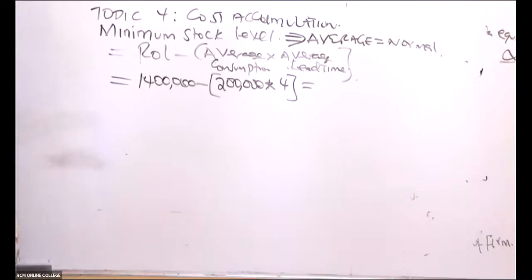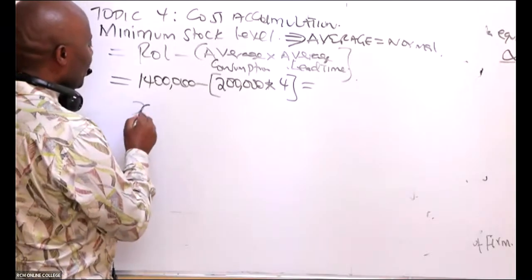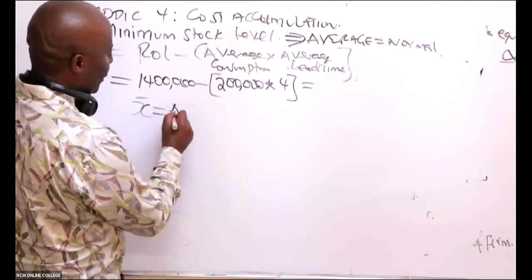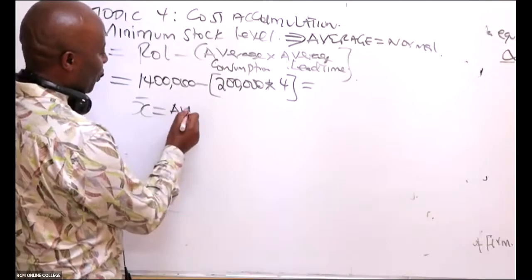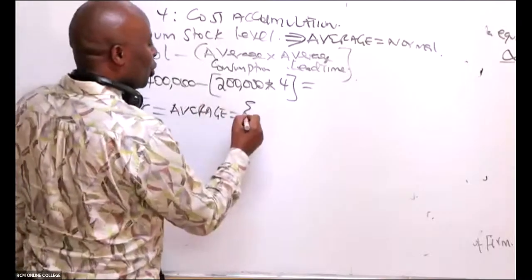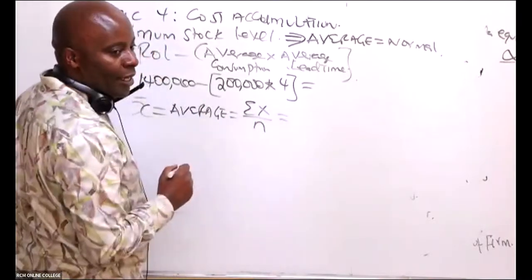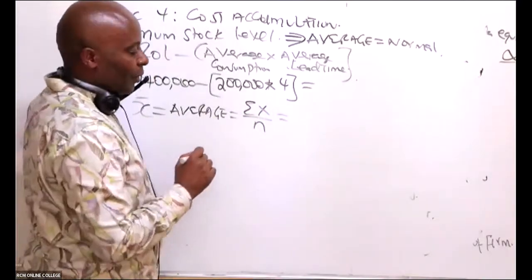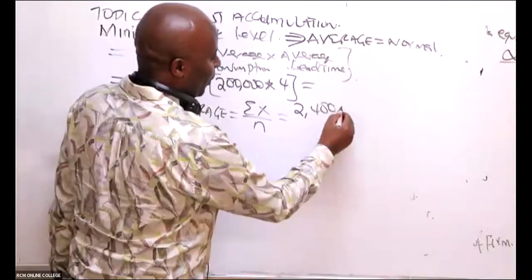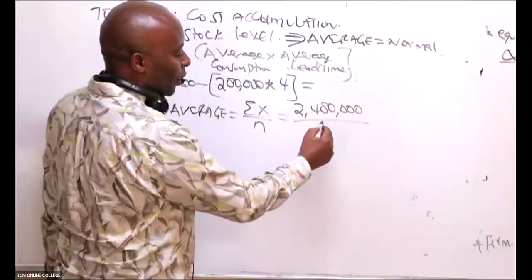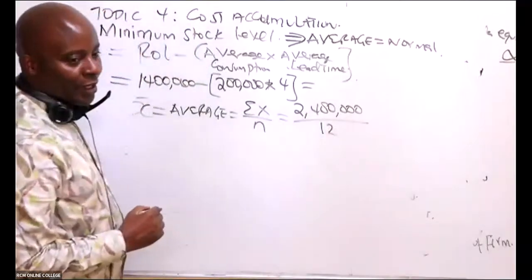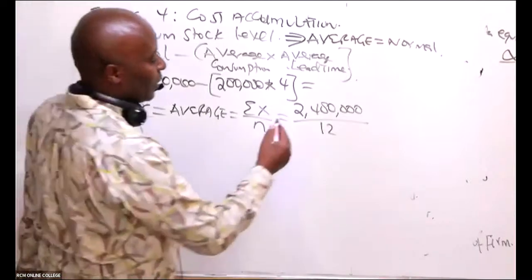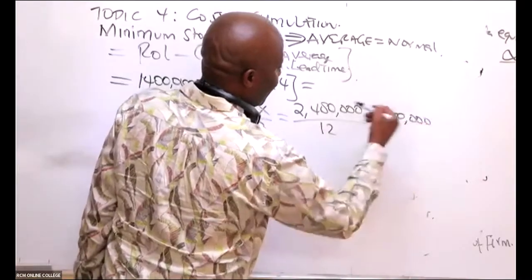For us to be able to appreciate, ladies and gentlemen, remember, average is X bar. This average, which is X bar, should be summation of X over what here, somebody? N. So this summation of X for the whole year will be how many units? 2.4 million. So we put 2.4 million divided by N, which is the number of months, 12, isn't it? By doing that, we get our average, which gives us 200,000.